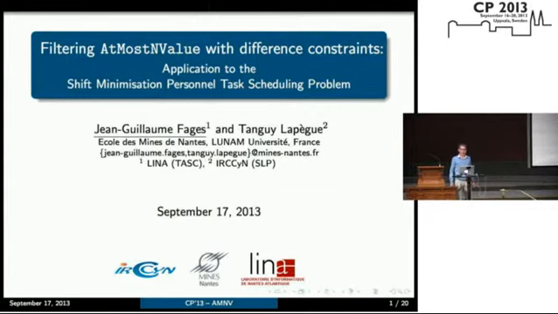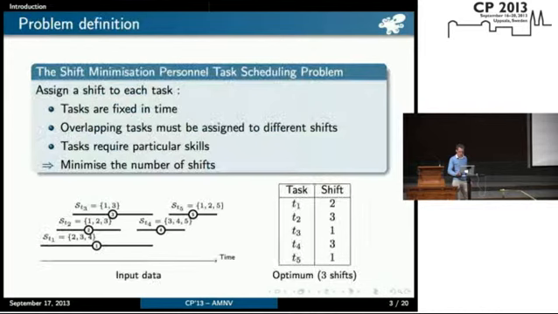We are both PhD students at École des Mines de Nantes, and we now see how we can filter the AtMostNValue constraint with different constraints. So we illustrate this with the shift minimization personal task scheduling problem. We will say SMPTSP. It's quite long already.